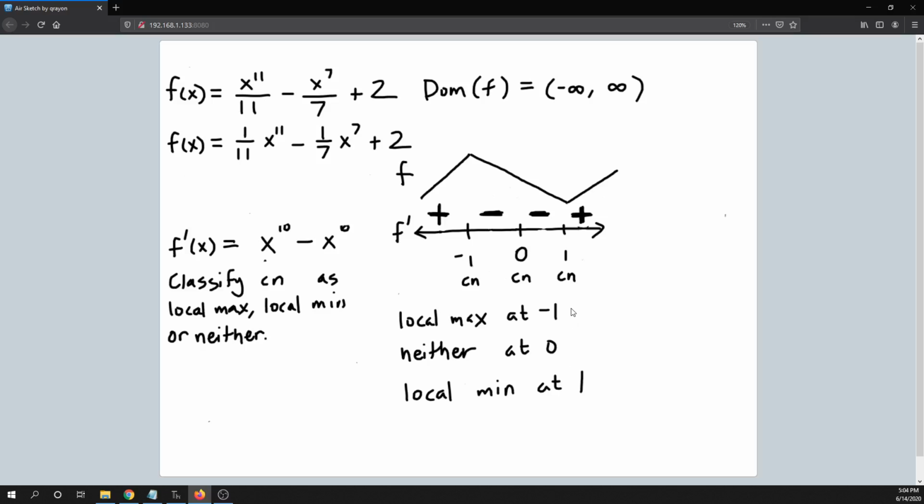On the quizzes in my class, that's how it's going to look. You're just going to be asked to classify those. If you're in somebody else's class, or if you're working from a book, they may ask you for the local max values or the local min values. These would just be the x coordinates of the local max and local min. If they ask for the value, that means that they want the y value. So you would take these x values and plug them back into the original function to get the values. If they phrase it that way, that's what they're after.